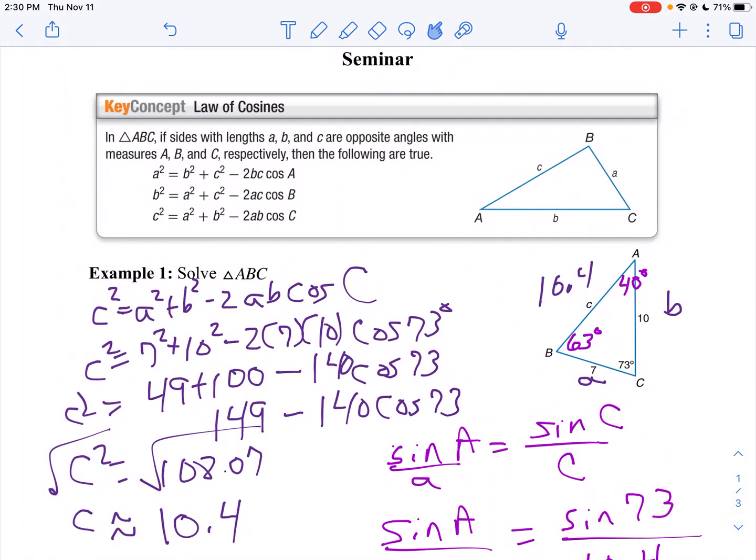So using the law of cosines, we just substitute our numbers in. Most of the work is me on the calculator.